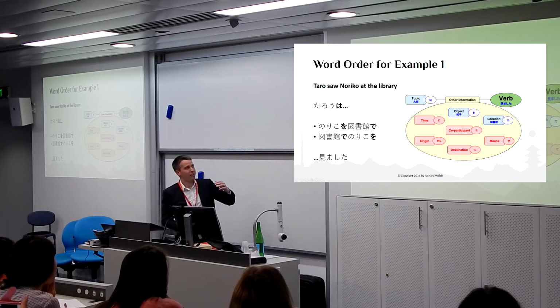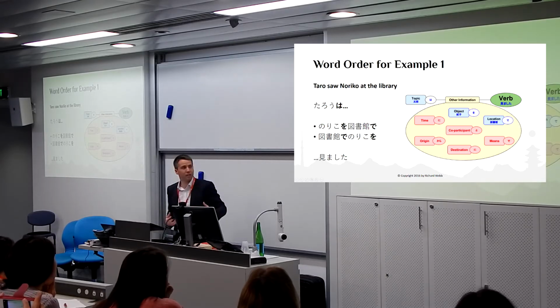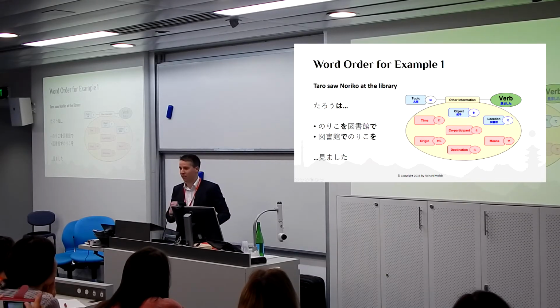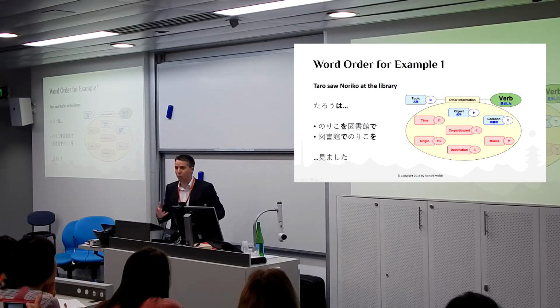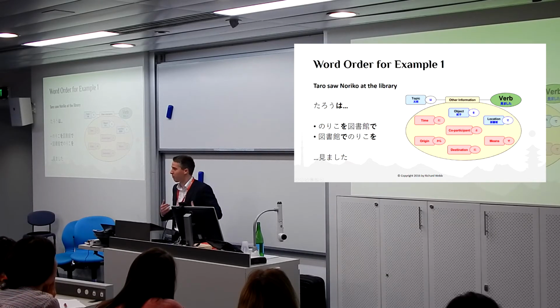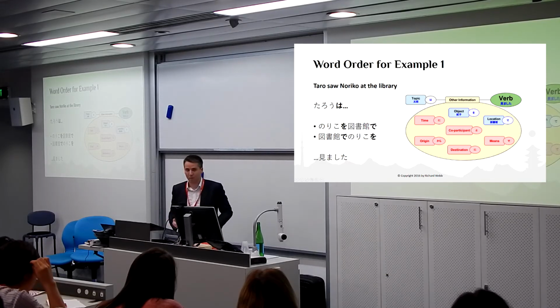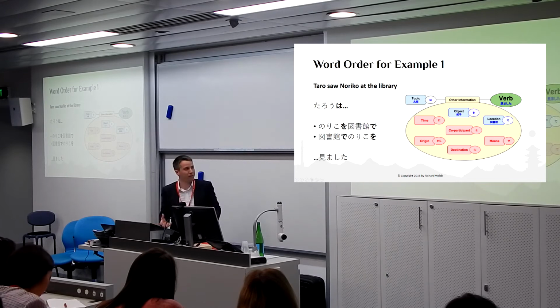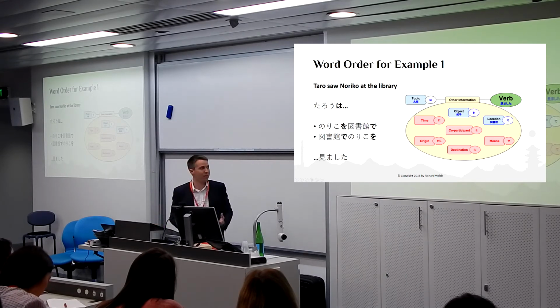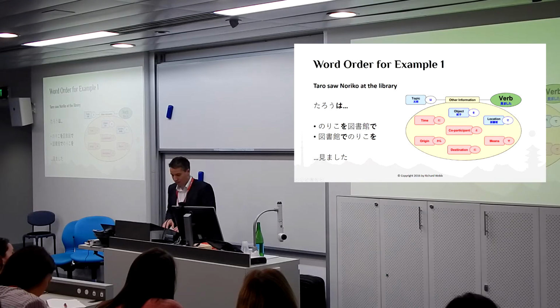Again, like I said, the emphasis in that sentence will be different. If I say Taro wa Noriko o Toshokan de mimashita, it sort of implies that that's where he saw her. But if it's Taro wa Toshokan de Noriko o mimashita, it puts more emphasis on the fact that Noriko is the person who he saw. But in terms of what actually occurred, if we're not worried about the emphasis, the word order doesn't really matter.